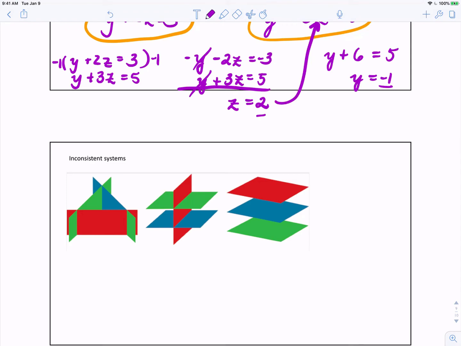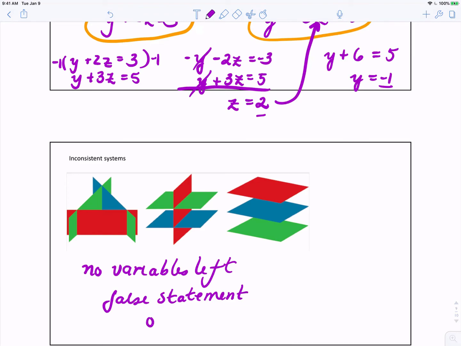Okay, so it's exactly the same with 3 variables. When you're solving and you've made your plan and you're executing your plan, you come up with a situation where you have no variables left and a false statement. Like you were solving and you came up with something like 0 equals 2, for example.